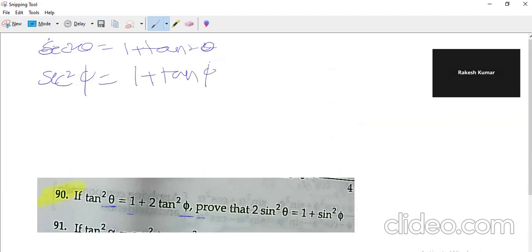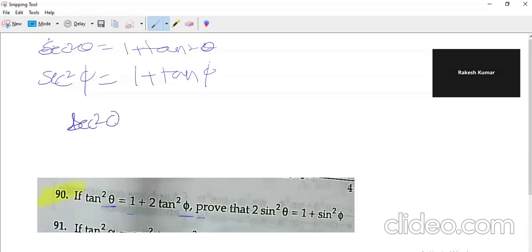Now, how do we think? I mean, how do we try to prove? You see, there are some identities which are always true. That is, sec square theta is equal to 1 plus tan square theta. Now, what does this mean? That means I can write both of these in terms of sec square theta and sec square phi. And why am I doing this? Because sec is in terms of cos, and then cos can be converted into sine. So I write this.